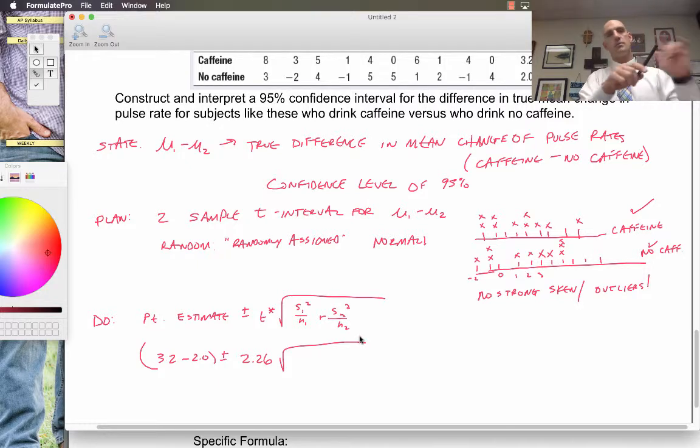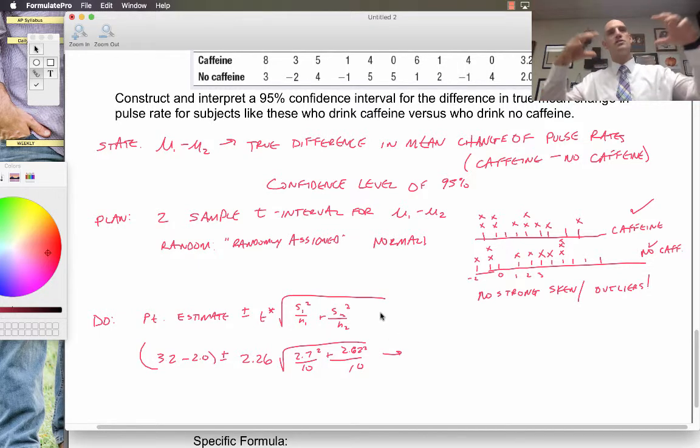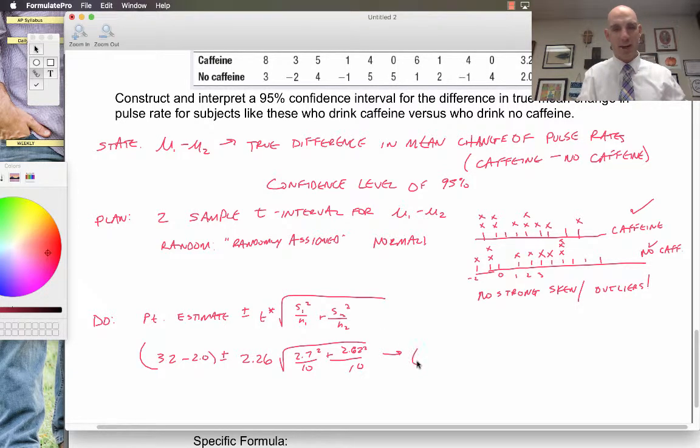Because we go to degrees of freedom, 95% confidence interval, depending on which chart you're looking at, could be that 0.025 right-hand tail, or you go to that 95% confidence level. So when I plug in my standard deviations, 2.7 squared over 10 plus 2.62 squared over 10, and plug that into my calculator, I come up with an interval in which the true mean for the difference in change from caffeine to no caffeine is represented at a 95% confidence level. So -1.491 to 3.891. I want you to think about that for a second.